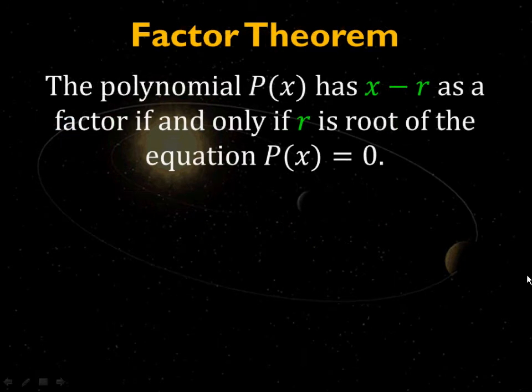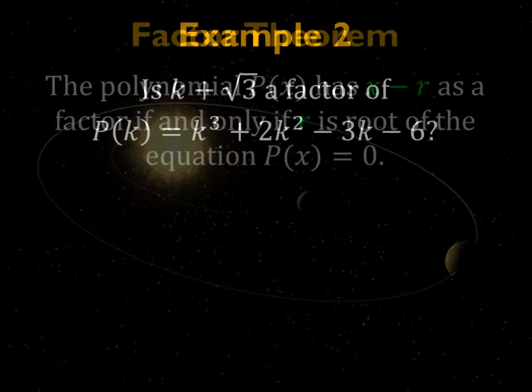This leads us to the factor theorem. The polynomial p of x has x minus r as a factor if and only if r is a root of the equation p of x equals 0. Now this isn't anything different that we've already done. If x is a root, it's going to make the function 0.